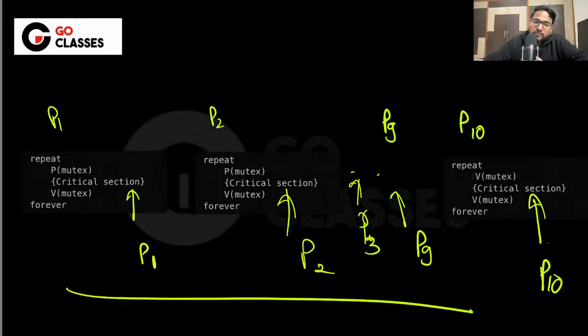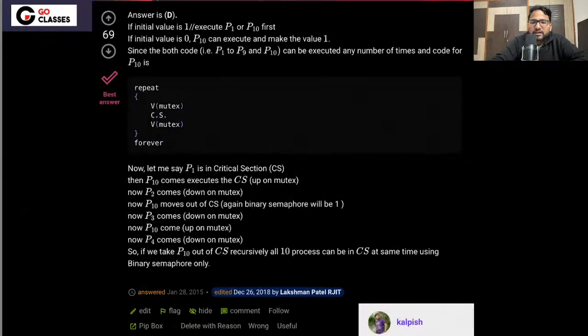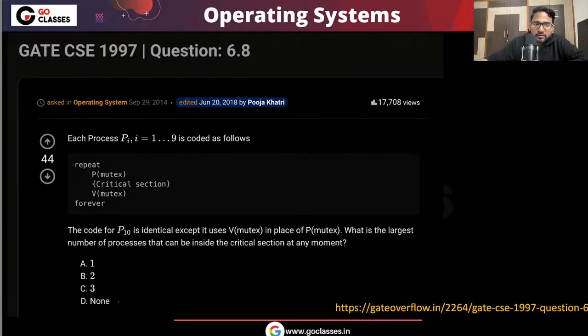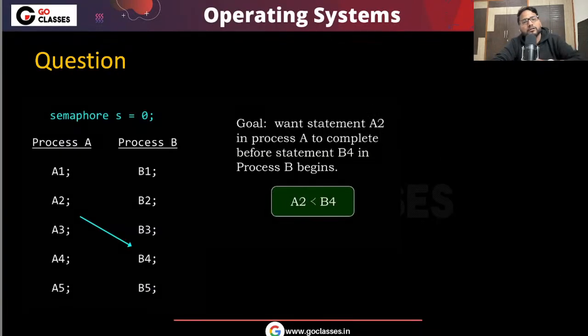So what is the largest number of processes that can be in the critical section? The answer is 10. This is an easy question only. The answer is D. That's why none is the answer. Understood? Great.